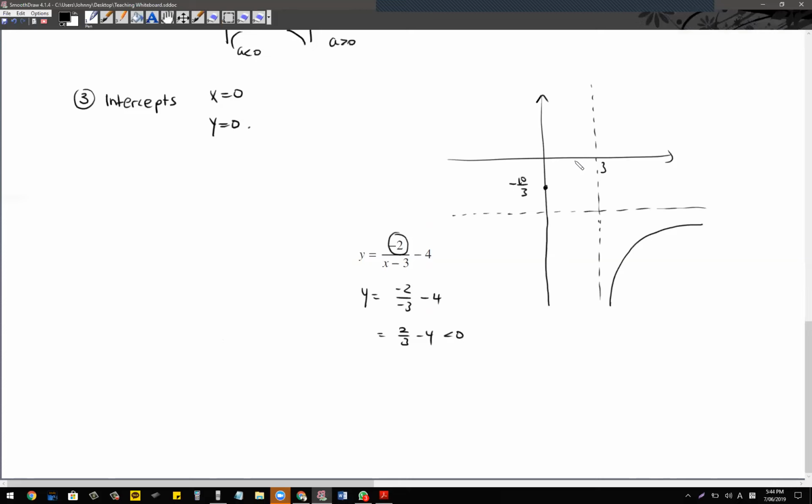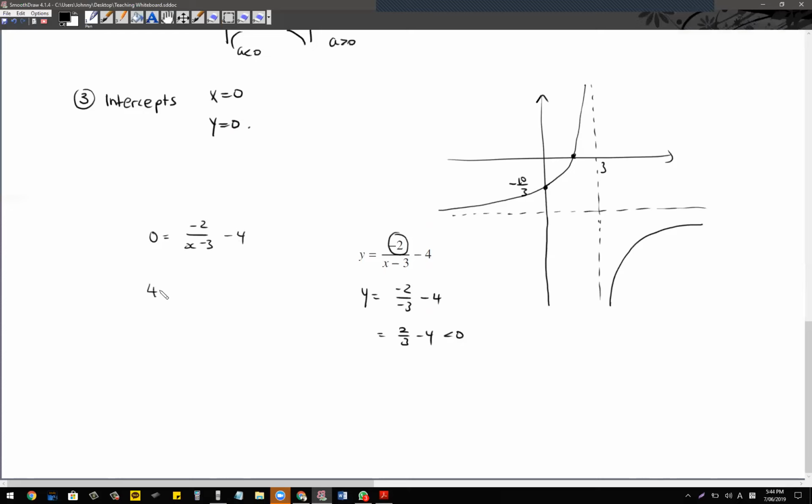We can find, of course, the graph is going to go like that. Surely the x-intercept is going to be positive. True? It's guaranteed to be positive. It cannot go like that and then that and that. That's impossible. Okay. So if you plug in y equals 0, 0 equals -2 over x minus 3, -4.